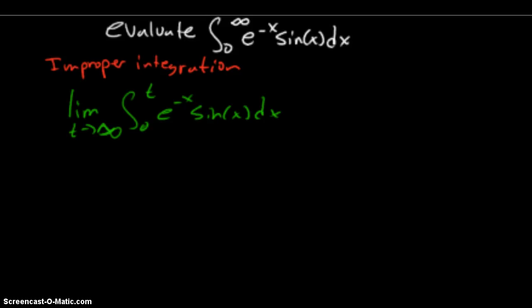Alright, now what? Well, what this is saying is it's telling us to evaluate this integral, then take the limit afterwards. So the next step would be to evaluate this integral, the integral from 0 to t of e to the minus x sine x dx. So we're going to do the same thing we did in the previous video and try to figure out which technique is the best to use to evaluate this integral.